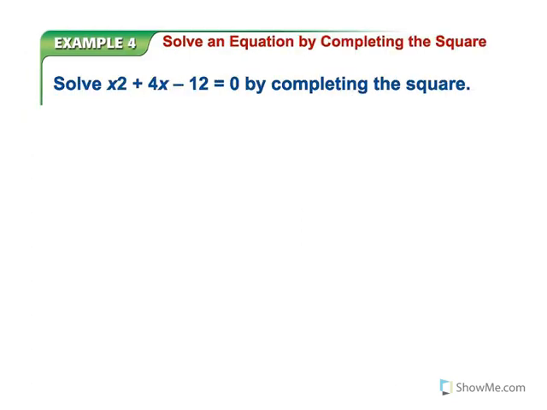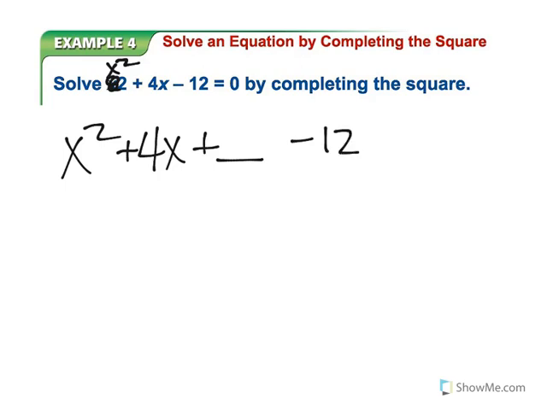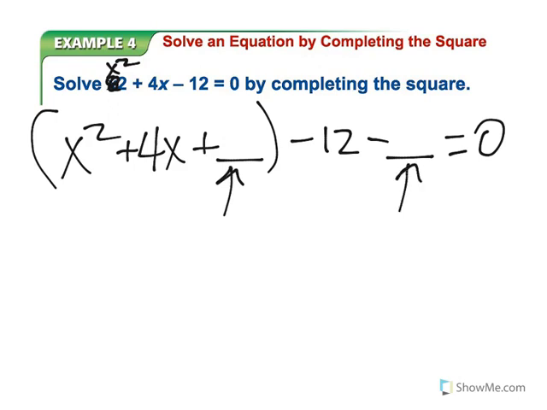Example 4, we're going to solve x squared plus 4x minus 12 by completing the square. Alright, so what I'm going to do is write x squared plus 4x plus blank minus 12 minus blank equals 0. The reason why I'm doing this is anytime you add something, you have to subtract it right back off.